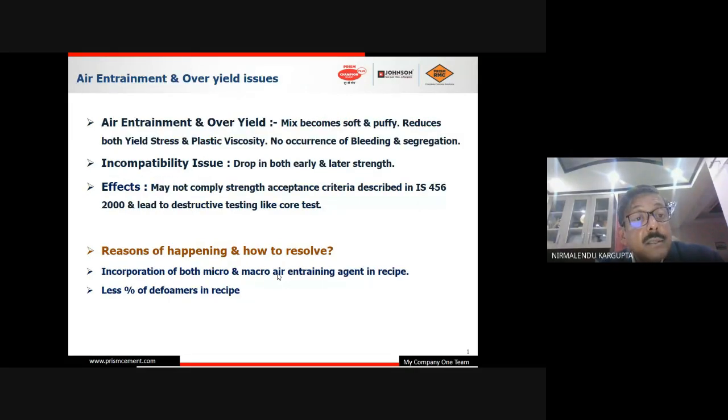I think it is the last: air entraining and over yield issue. If air entrainment happens, the mix will become soft and puffy, reducing both yield stress and plastic viscosity. It has reduced yield stress and plastic viscosity, and the mix becomes very soft. No pumping issue, no occurrence of bleeding and segregation. Everything will be good. What is the incompatibility issue?